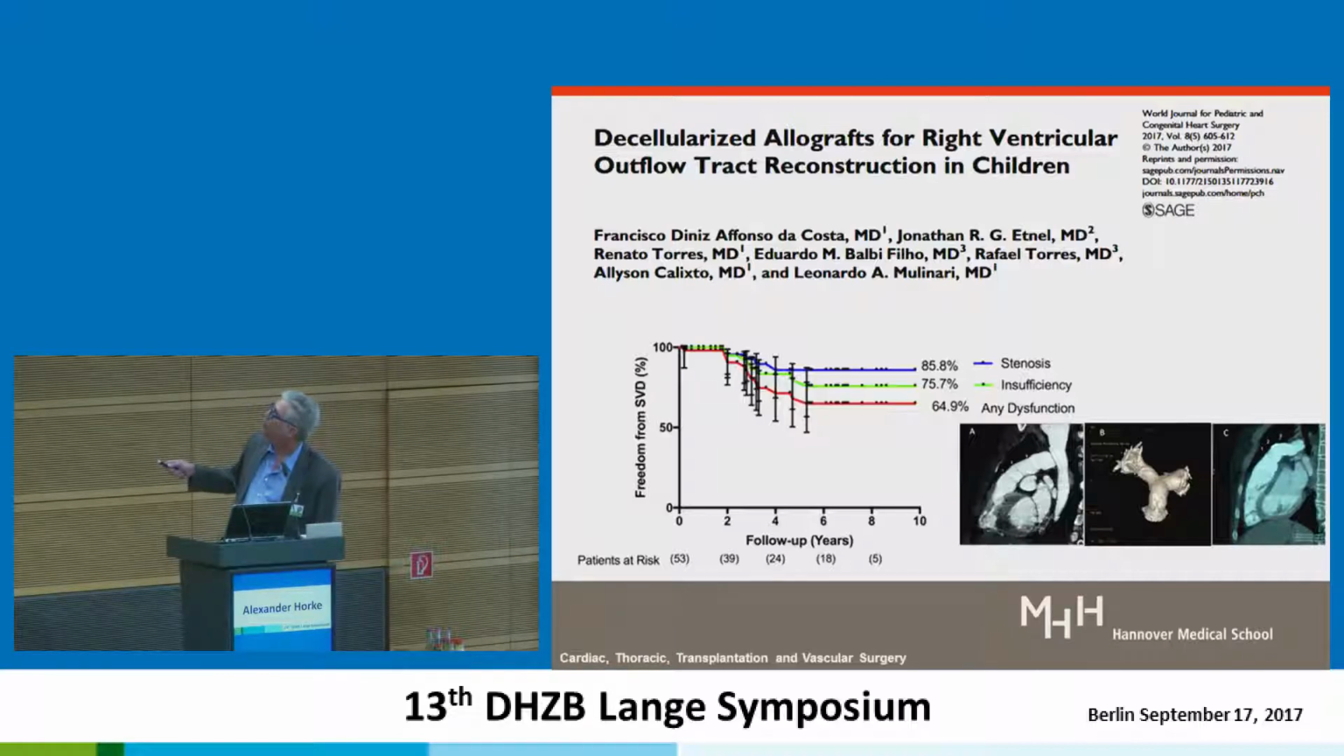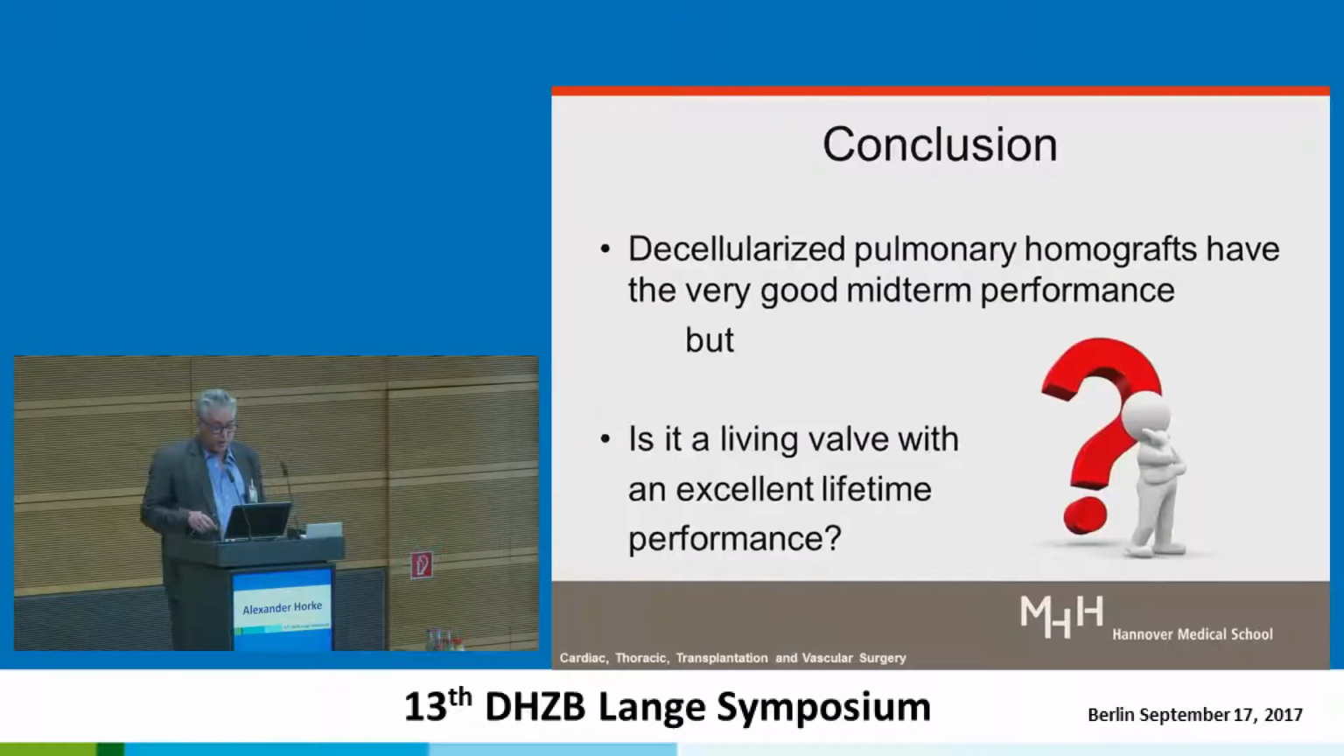At 5 to 6 years, you have an insufficiency of 75%. It's nearly the same as we had, and stenosis of 85%. And as you look at the pictures here, they're also looking very, very good. So if we can conclude this, I think the decellularized pulmonary homograft is now the best graft we have if we look at the midterm performance.